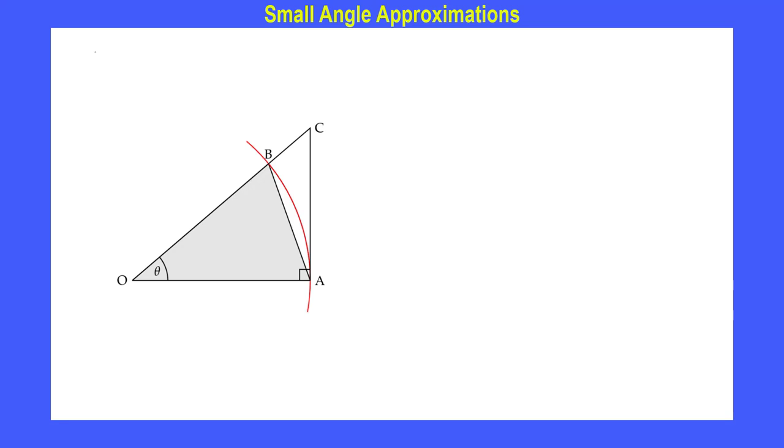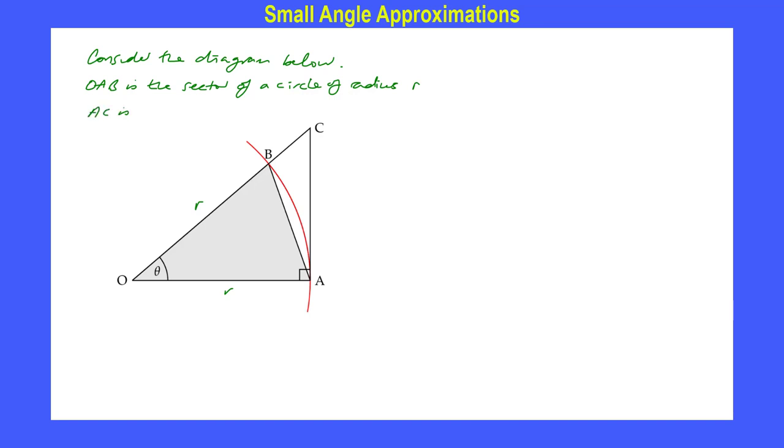In this video, we're going to be continuing our work on radians by looking at small angle approximations when the angles are measured in radians. Consider the diagram below. OAB is the sector of a circle of radius r. The line AC is tangent to the circle, so therefore we've got a right angle there. And by using trigonometry, we can see that AC is going to be equal to r tan theta.